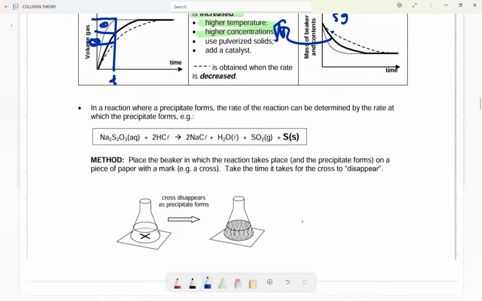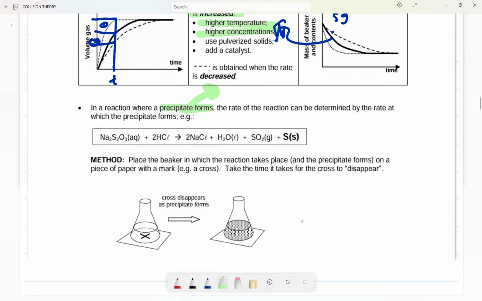Now, sometimes we can measure how we see whether the reaction has occurred or it has stopped. How can we do that? Now, in a reaction where a precipitate forms, remember, a precipitate is a solid that forms when we mix reactants that do not like each other. In a reaction where a precipitate forms, it will form something like a solid at the bottom.